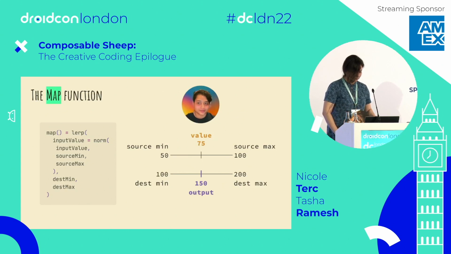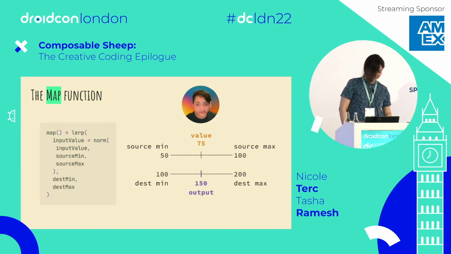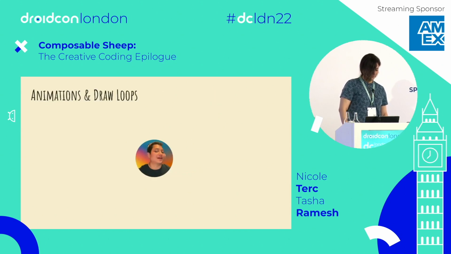So if we put the two together, we get the map function. This allows you to convert between two arbitrary ranges. You can imagine that this function can be pretty powerful because this means we can take any type of input, provided we know its range, and then represent it as any visual quality, such as a position or a size or even a color.